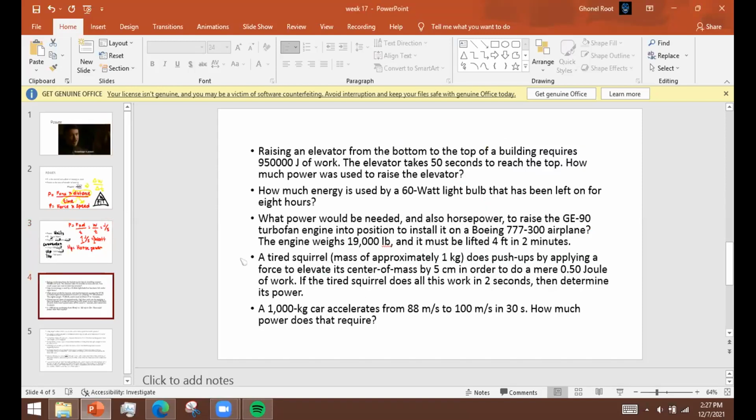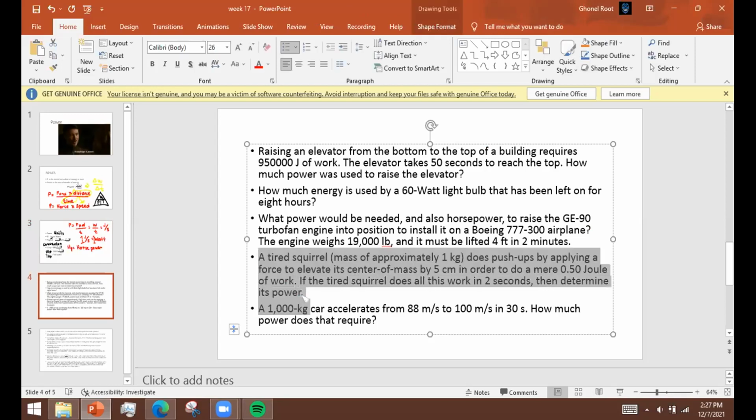Next. So, ayan. The fourth problem. A tired squirrel with a mass approximately 1 kilogram does push up by applying a force to elevate its center of mass by 5 centimeter in order to do a mere 50 joule of work. If the tired squirrel does all this work in 2 seconds, then determine its power.